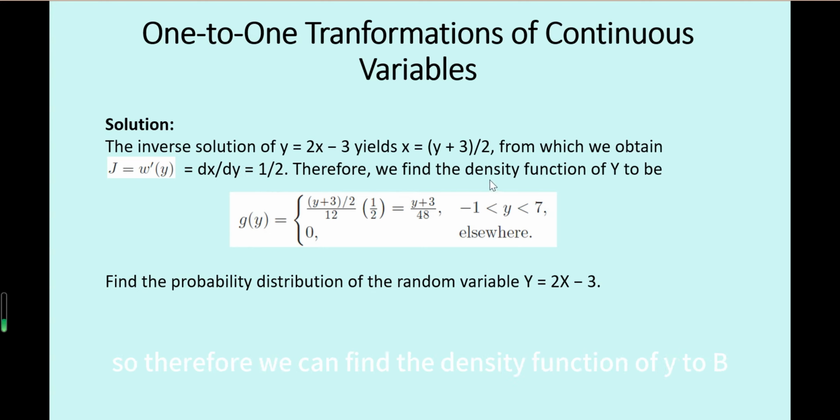Therefore, we can find the density function of Y by filling into the formula. The distribution of x, but taking the y value here, then times the Jacobian value. So the result is (y + 3) divided by 48. The y bounding values are from minus 1 to 7. Then the density of Y is 0 for other values.